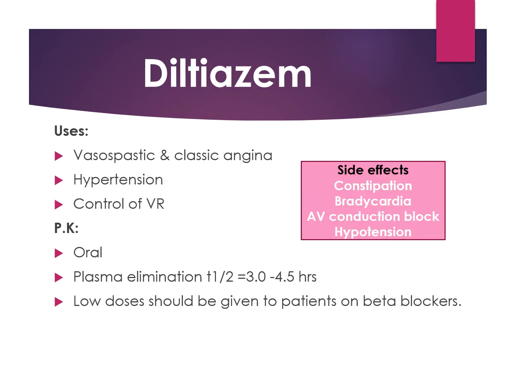Coming to the uses of diltiazem, it is used in vasospastic and classic angina, hypertension, and to control the ventricular rate. Coming to the pharmacokinetics, it is given orally. The plasma elimination half-life is 3 to 4.5 hours, and lower doses should be given to patients on beta blockers. Coming to the side effects, they are similar to verapamil, like constipation, bradycardia, AV conduction block, and hypotension.